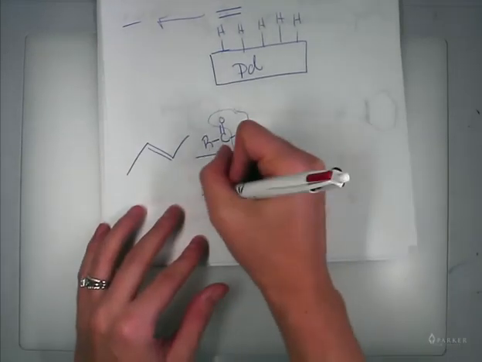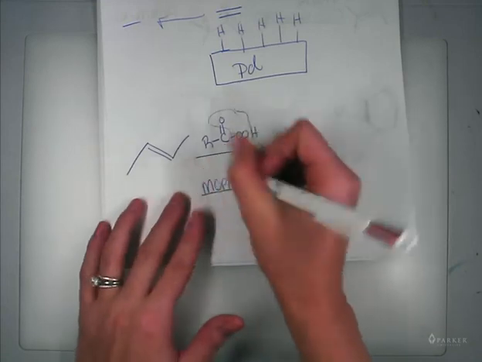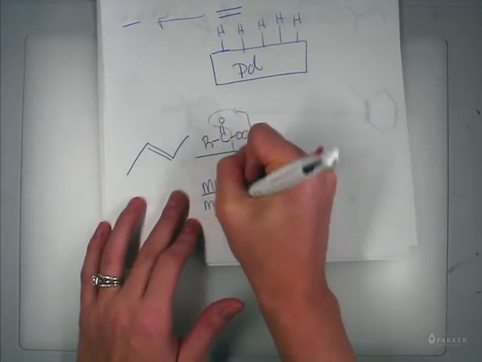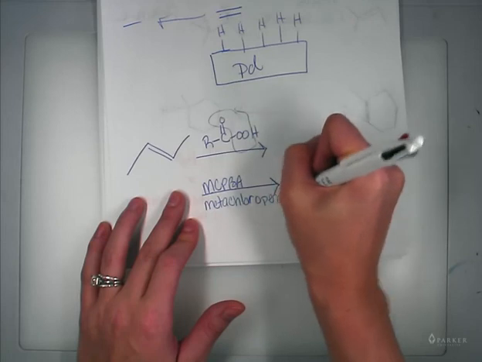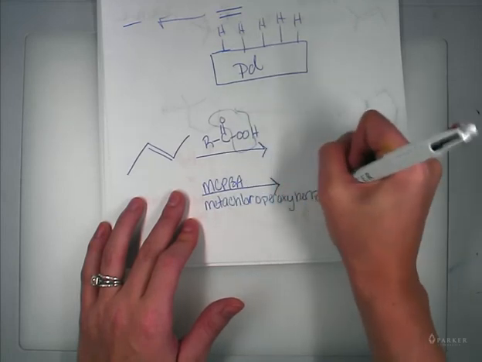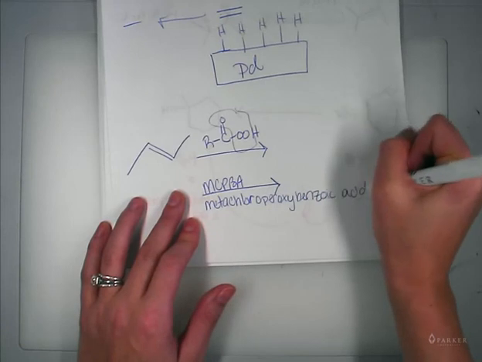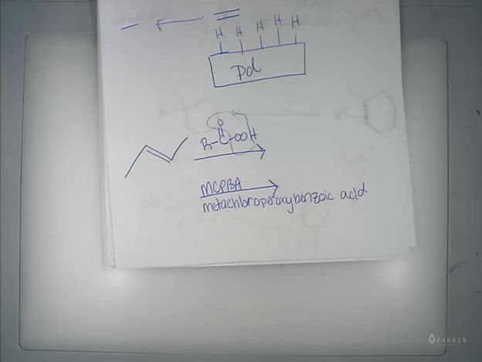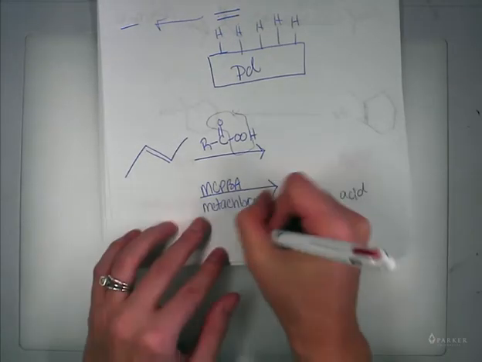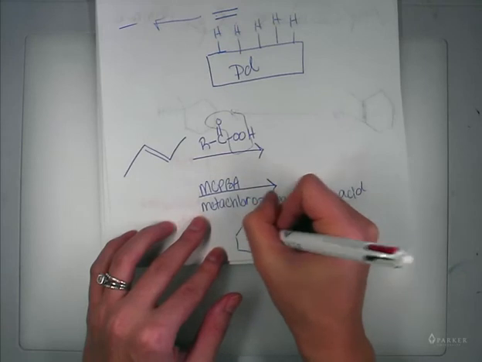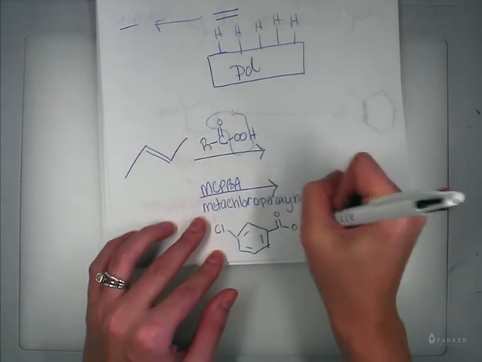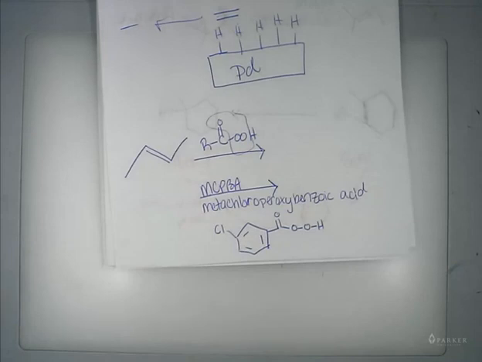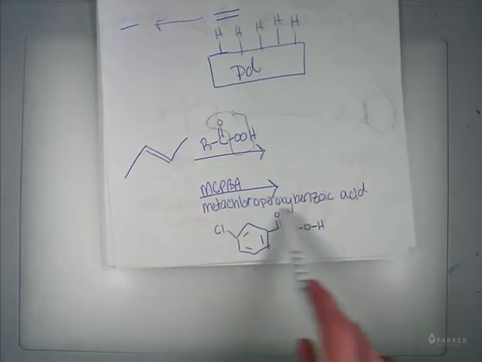It stands for, I'm not going to make you memorize this, but a lot of people ask when I put that on there. It's meta-chloroperoxybenzoic acid, or MCPBA. Now, what does that look like? Notice, how many oxygens do I have right here? The three, so that makes it a peroxy acid.